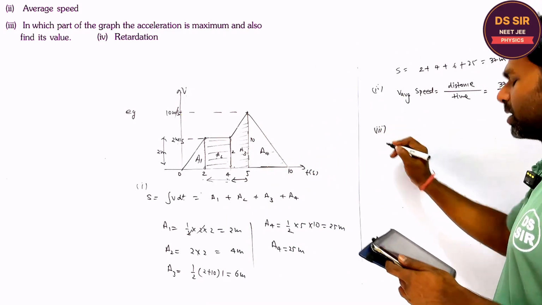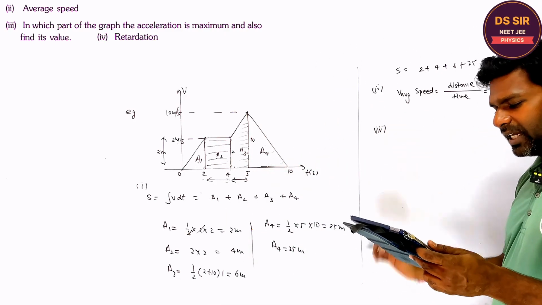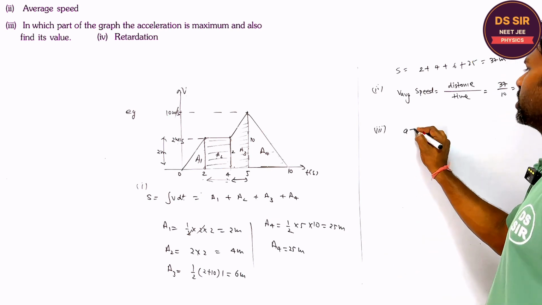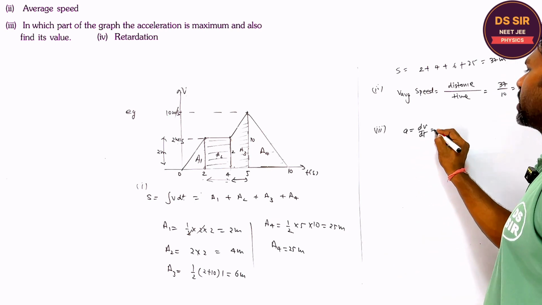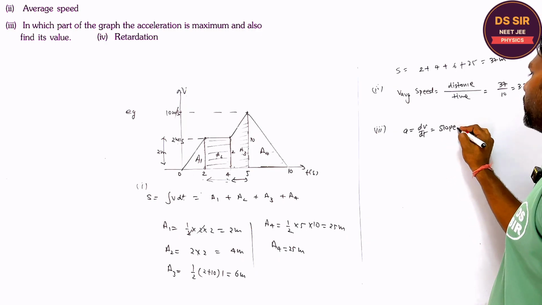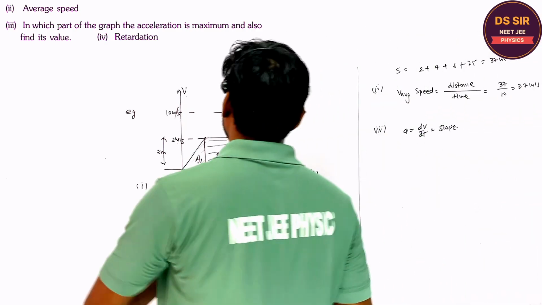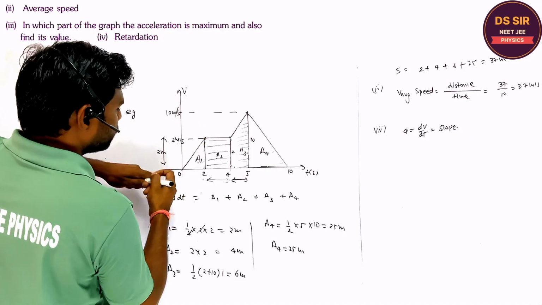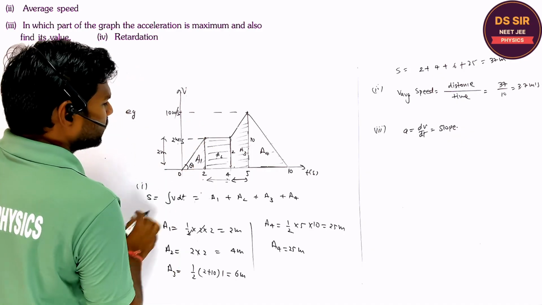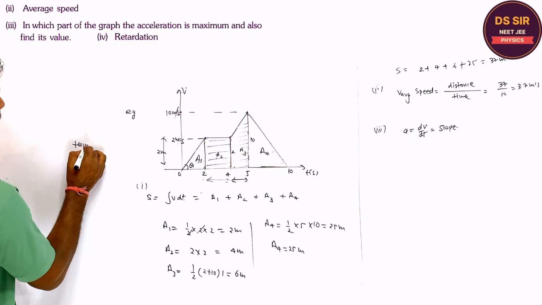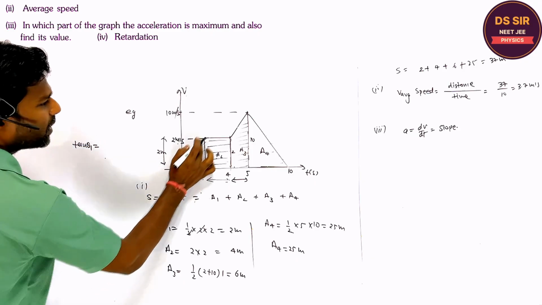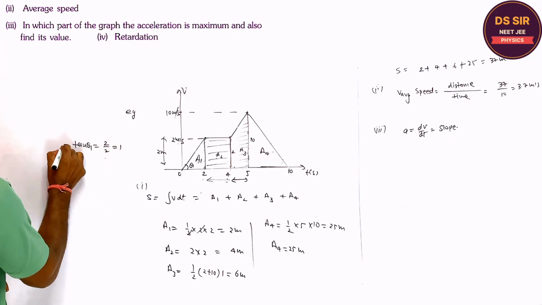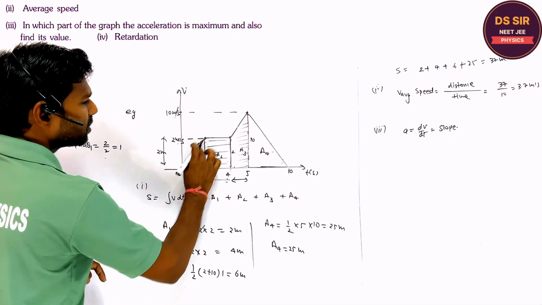Third part. In which part is the acceleration maximum? The acceleration is nothing but dv upon dt. That is the slope. So in which part is the slope maximum? Listen one thing. If this is the VT graph, this is the one slope, theta 1. Can you find the tan theta 1 here? The slope, from here to here, 2 upon 2 is equal to 1. So this is the acceleration for this part.